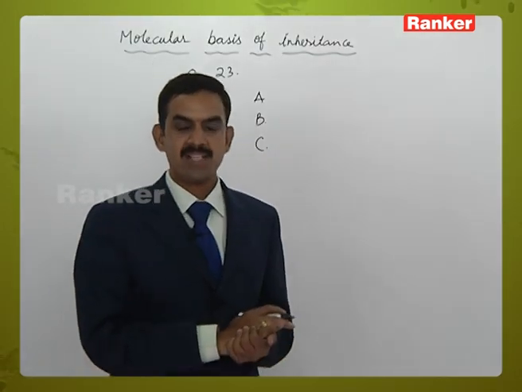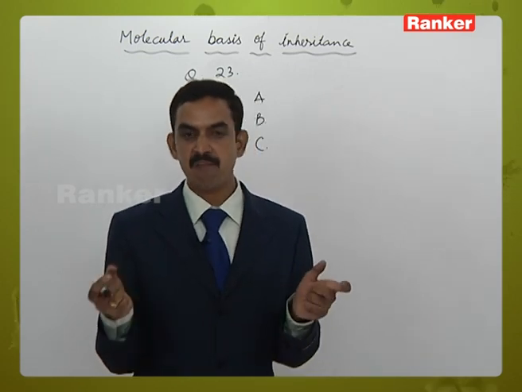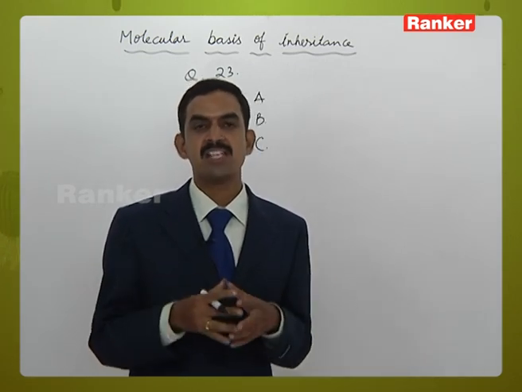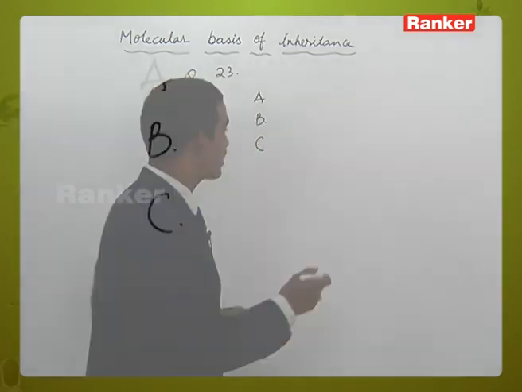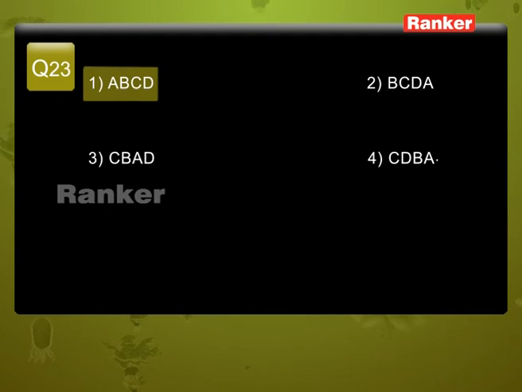Whereas after that, the separation of these samples with N14 and N15 with cesium chloride. So that is a fourth step based on the densities. So the correct sequence is A, B, C and D. So question number 23, the correct answer is 1.